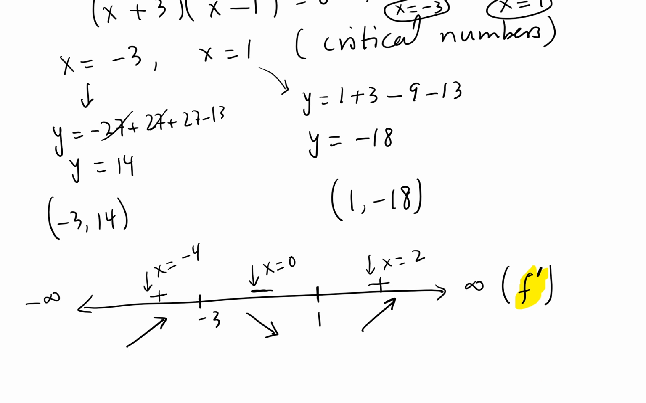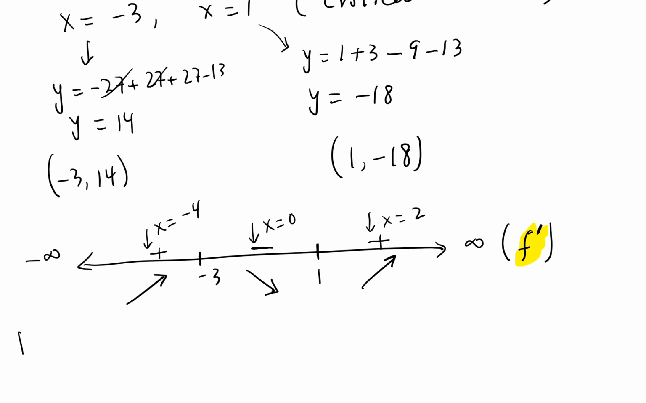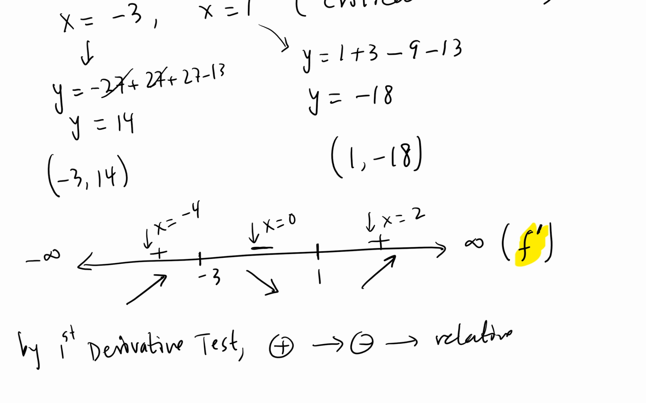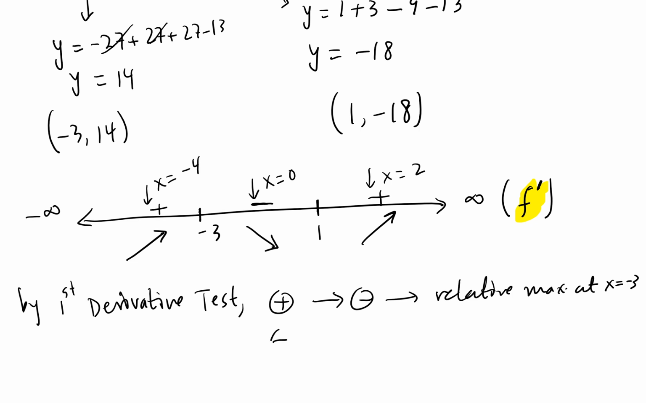So now we learned before something called the first derivative test. By the first derivative test, when the sign changes from positive to negative, there's a relative max, as you can see at x equals -3. When the sign changes from negative to positive, there's a relative min at x equals 1. That's by the first derivative test. It tells me exactly if the points at these critical values are relative min or relative max.